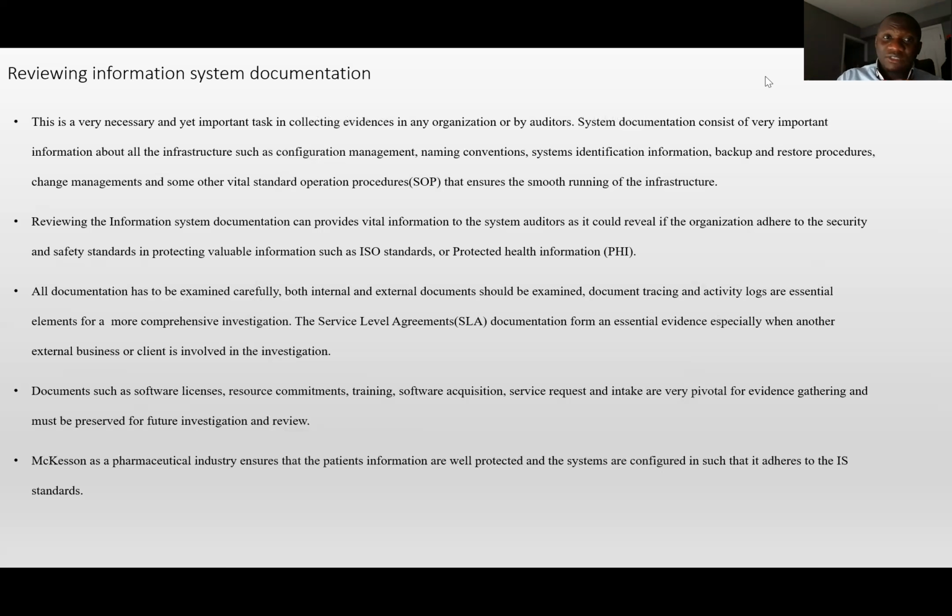So this system documentation is essential, important evidence to use in this scenario. Some other documents could require resource commitment across all the clients and locations, or training, or documents that have software acquisition and even service requests. Those are evidence gathering techniques for system documentation.